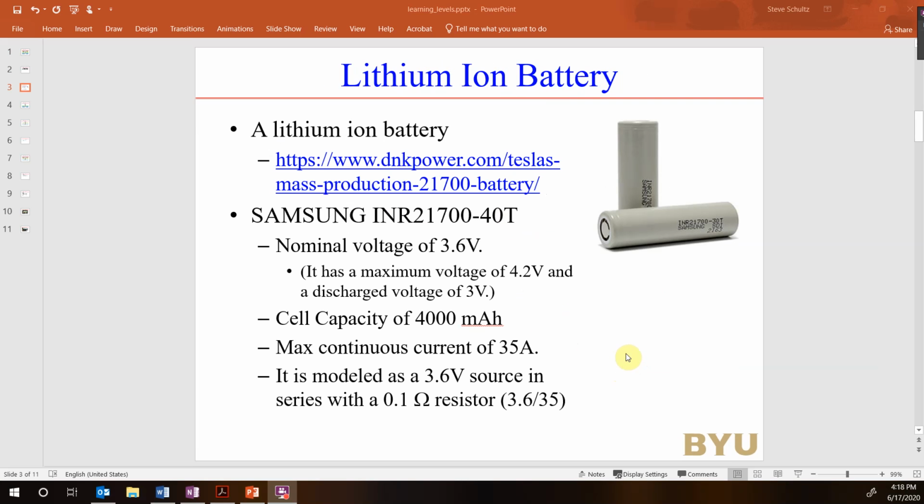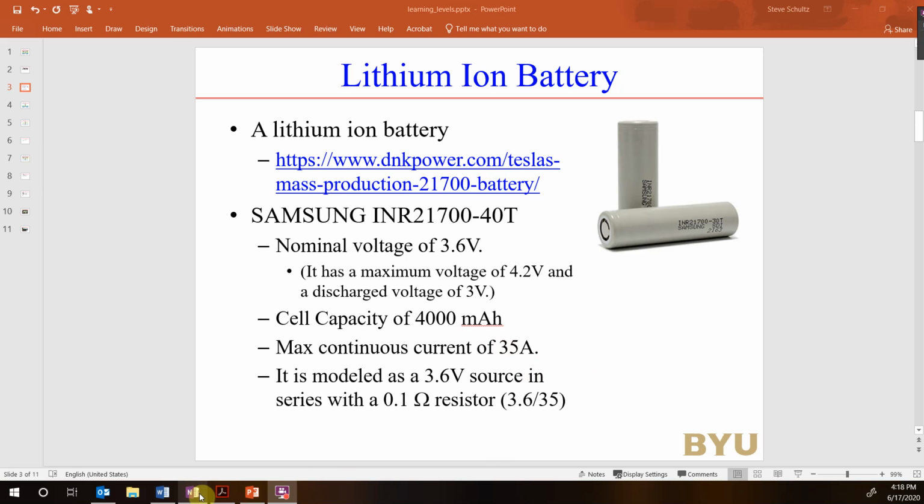We're going to be doing this on batteries. Here is a lithium ion battery. We're going to be using this Samsung 21700 battery. You look up the specs here and you see that it has a nominal voltage of 3.6 volts. It actually varies from 4.2 to 3, but we're just going to assume that it's 3.6 volts. It has a cell capacity of 4,000 milliamp hours or 4 amp hours, and that's how much energy it has in terms of current. It has a max continuous current of 35 amps.